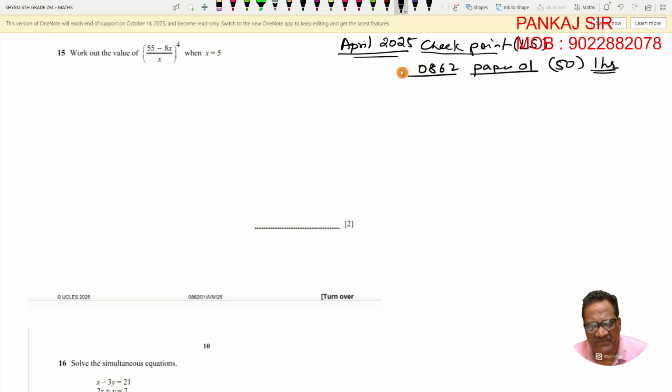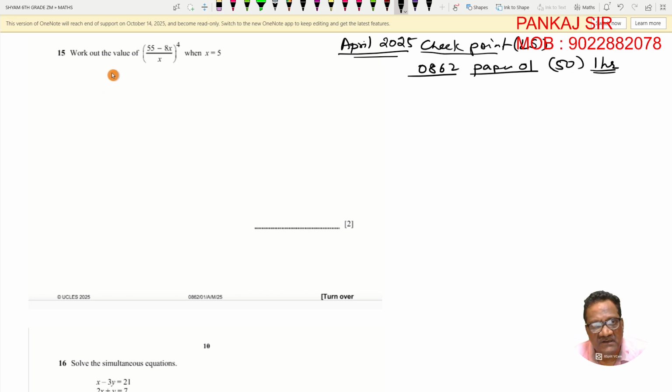So this was the paper that we started solving in the last video, and we had solved up to 14 questions from that paper. And now we are going to continue from question number 15. So let us get started. Question number 15 says, work out the value of 55 minus 8x upon x, whole raised to 4, where x is equal to 5. So let us start working.